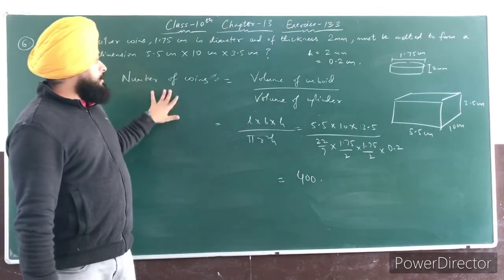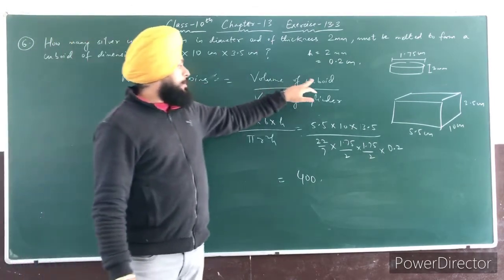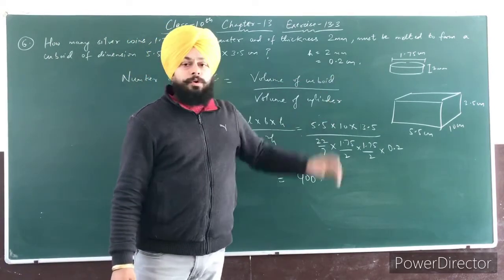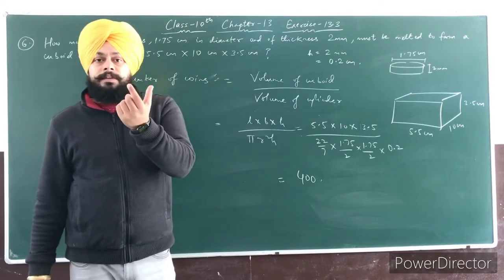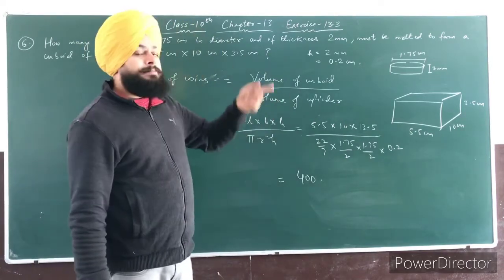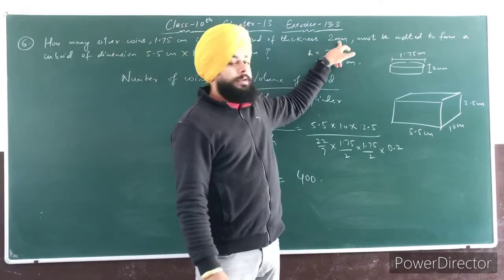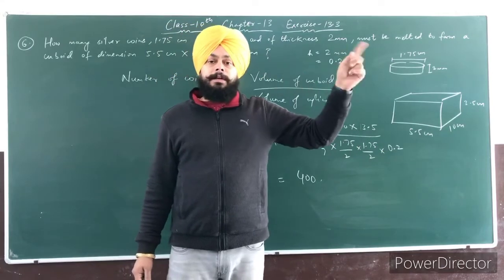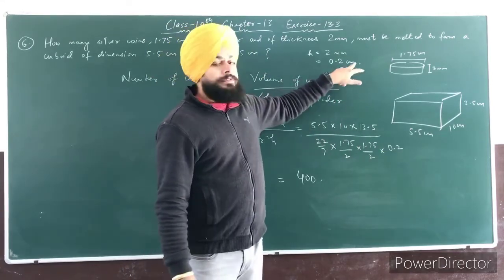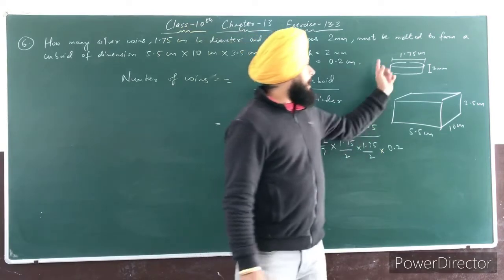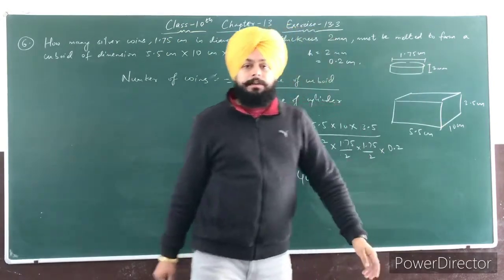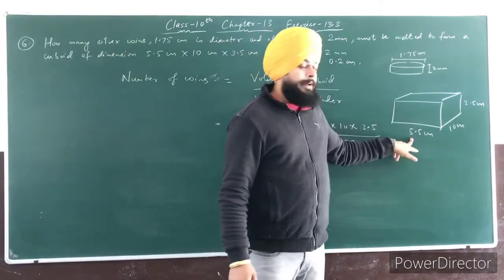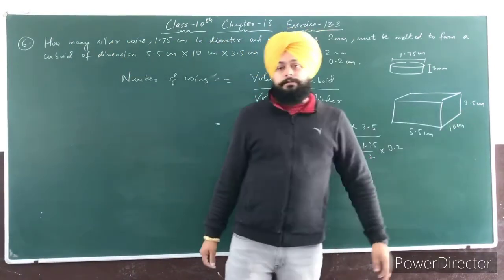So what we have to do? We have to divide the volume of cuboid by the volume of cylinder. Cylinder is this coin because the coin is in the shape of a cylinder. Clear? Its thickness means its height. Height is 2 millimeter. So you have to convert this millimeter into centimeter. In 1 millimeter there are 1 by 10 centimeter. So it is 0.2 centimeter. Alright. And the diameter of this coin is 1.75 centimeter. And the dimension of this cuboid is length 5.5, breadth 10, and height 3.5 centimeter.